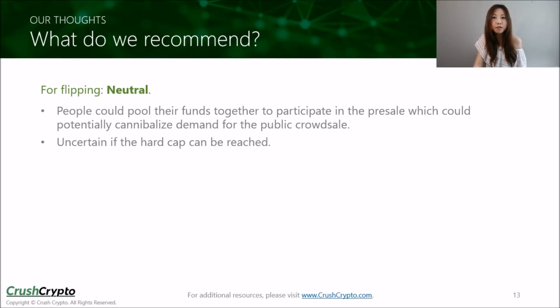Participants could potentially pool their funds together to contribute to the pre-sale, and that might cannibalize demand for the public crowd sale. If they do not hit their hard cap by the end of week 1, it is unlikely that people will contribute that much afterwards, as the bonus conversion rate drops off substantially from 1 Ether for 3,000 tokens to 1 Ether for 1,275 tokens.